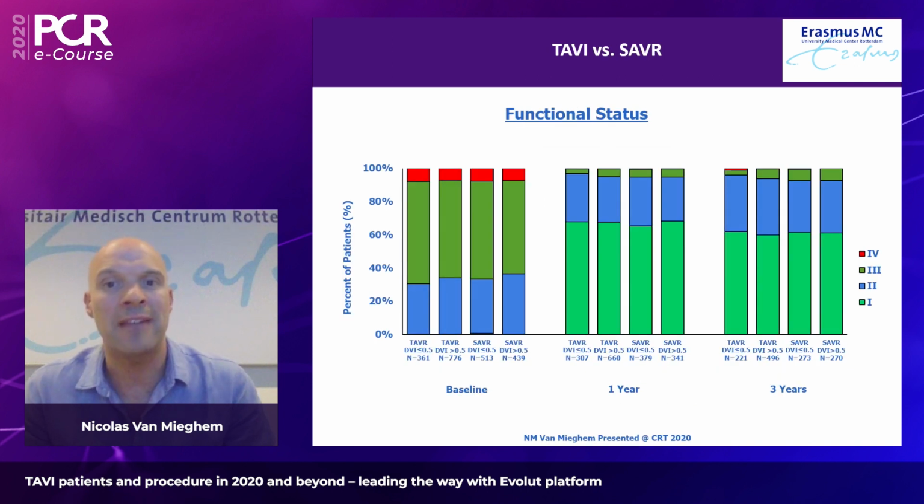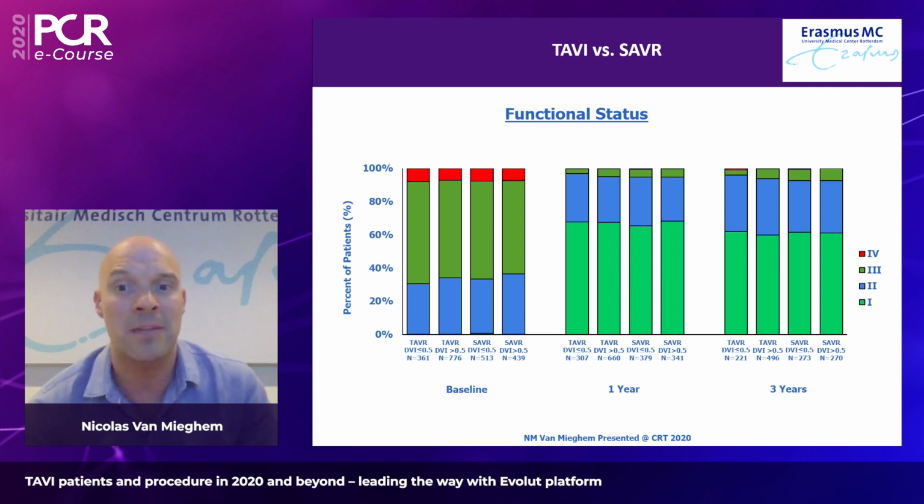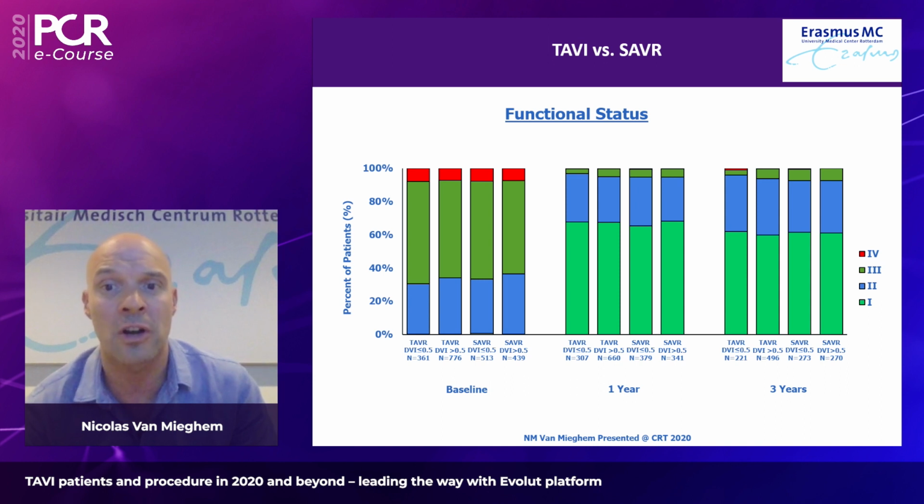So does that affect then the functional status of these patients? This slide summarizes at baseline, so pre-discharge, at 1 year and at 3 years. And then you can see that the functional status of these patients in terms of New York Heart Class was not different according to the Doppler velocity indices, not for TAVI, not for surgery.